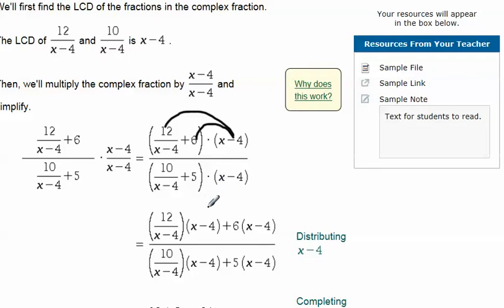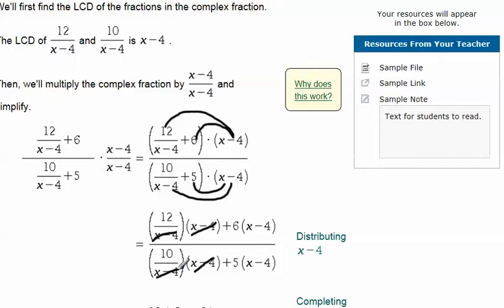Okay, now we need to use distribution here. And you do x minus 4 times 10 over x minus 4. Here you see that here. And then x minus 4 times 5, which you see here. Okay, now comes the fun part. So now we can cross cancel. This will cross cancel with this. This can cross cancel with this.